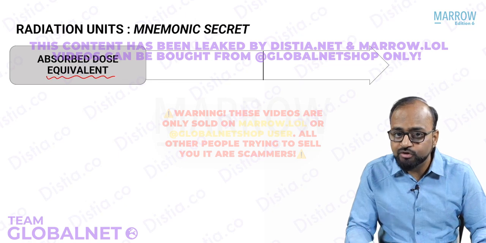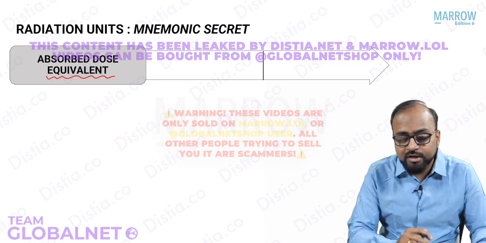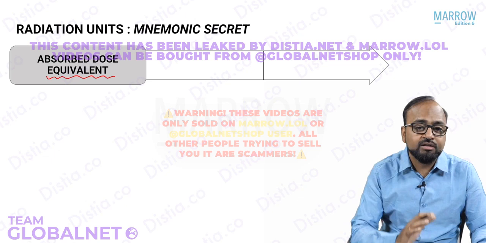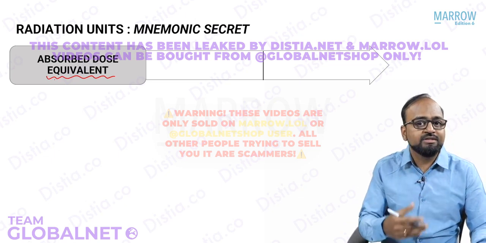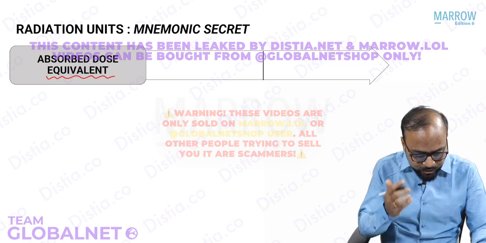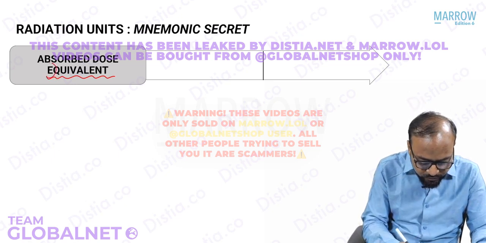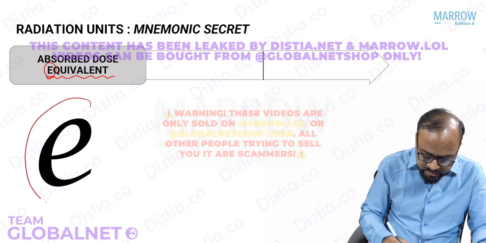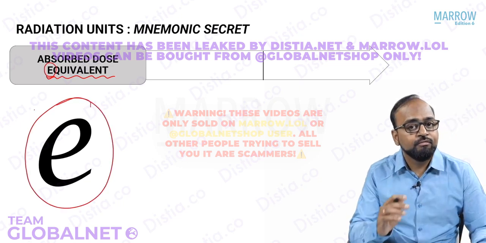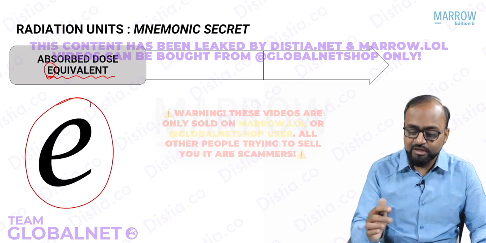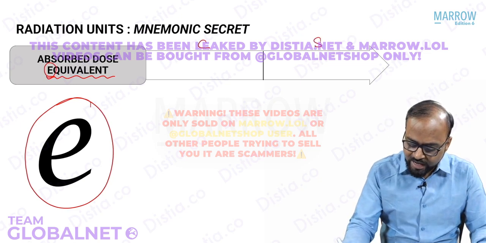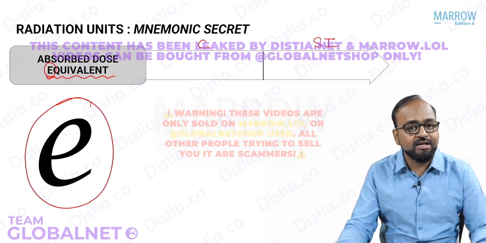Absorbed dose equivalent. So what is the examiner asking you now? The examiner is asking you, what are the radiation units or units of absorbed dose equivalent? The answer lies within the question itself. As soon as you look at this term, you focus on equivalent and you realize that the letter of highlight is E. So both the conventional unit and SI unit will contain the letter E.